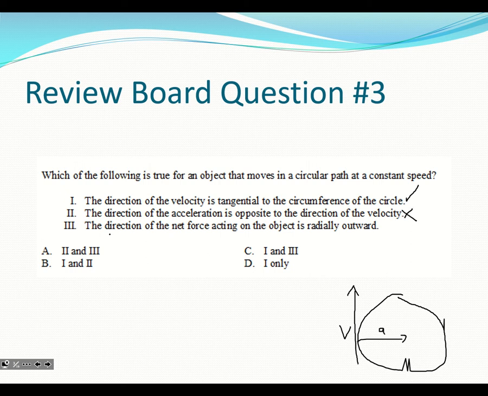So that's wrong. The direction of the net force on the object is radially inward. I probably wouldn't use that word on an actual test, but it's just saying it's inward. Or radially outward. I didn't read it correctly. Radially outward is going to be that way. No, we know the force is towards the center of the circle, so that is wrong because it is not outward, it is inward. So 1 is the only one that's correct.